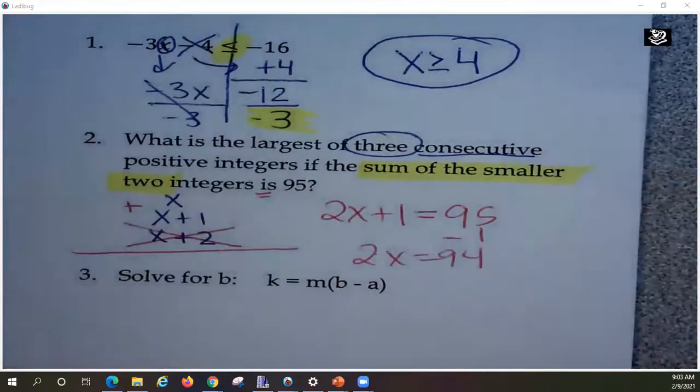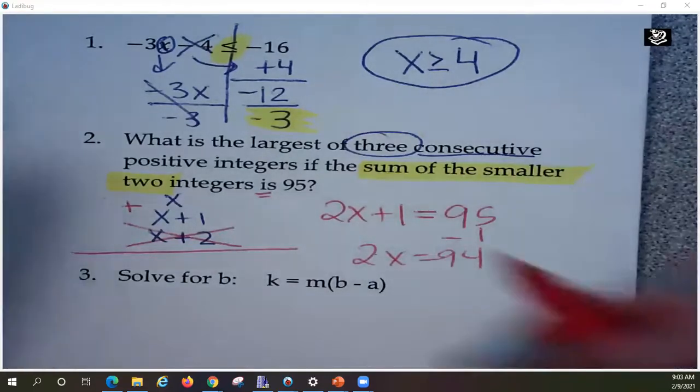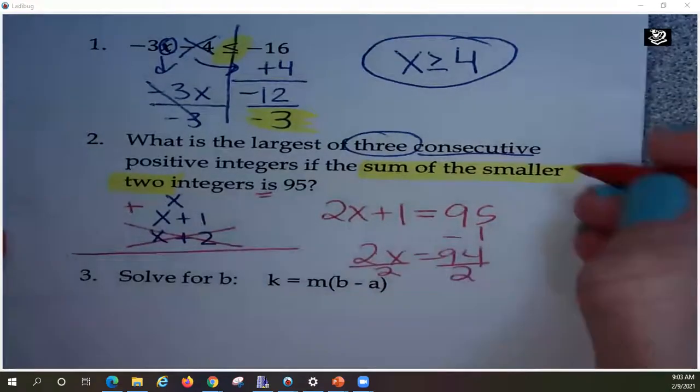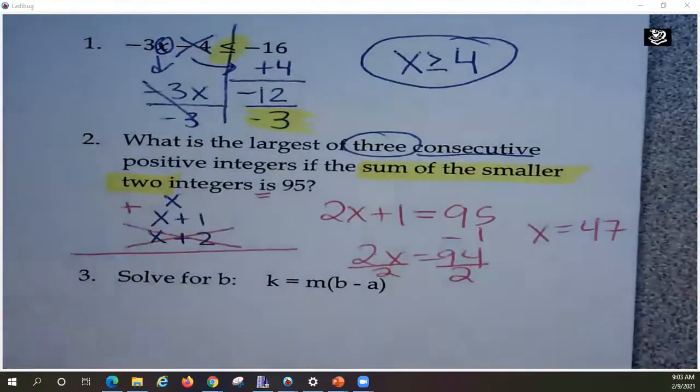Raul, what do I do next? Divide by 2. Very good. Divide it by 2. 45, 47. So I get X is 47. Janae, is 47 my final answer?